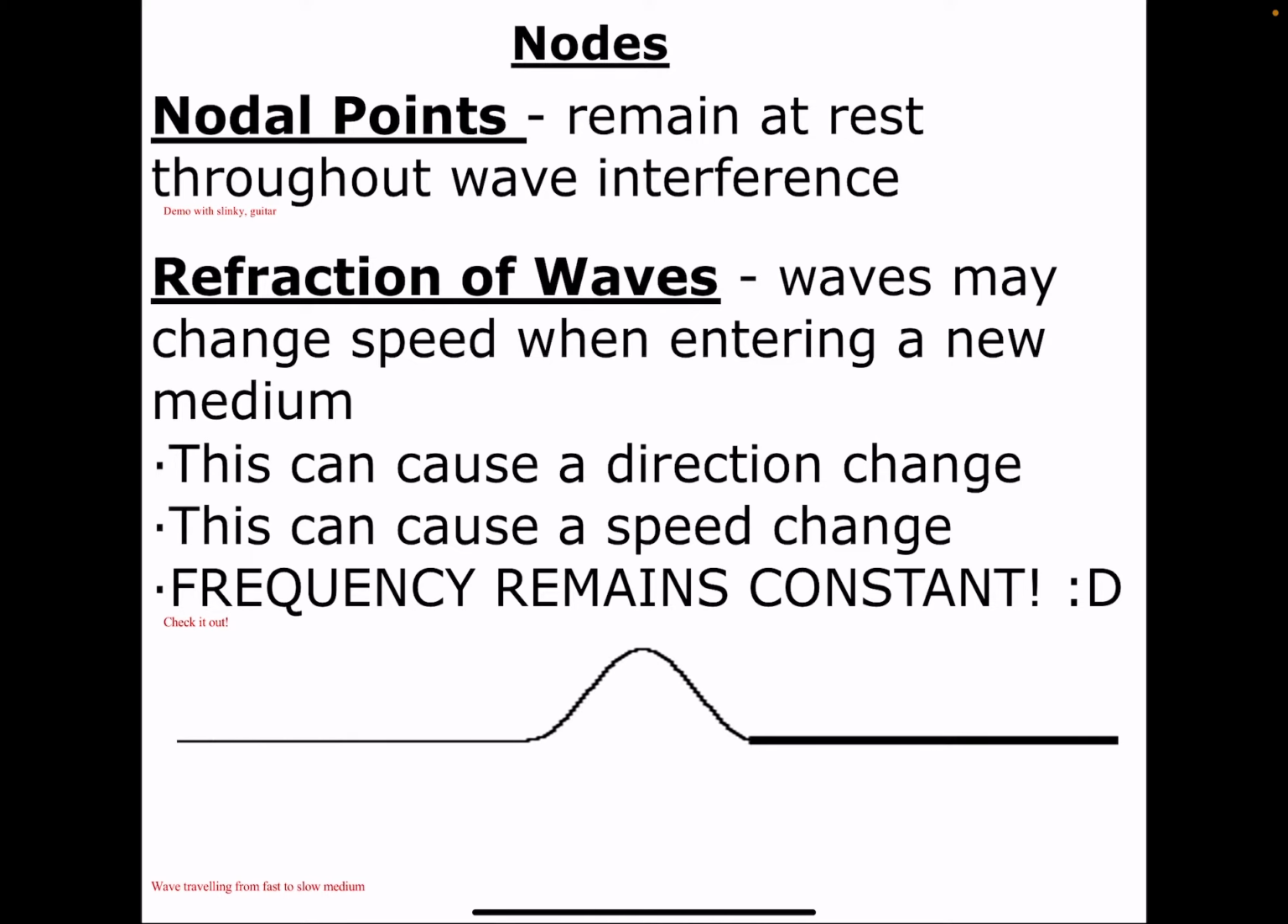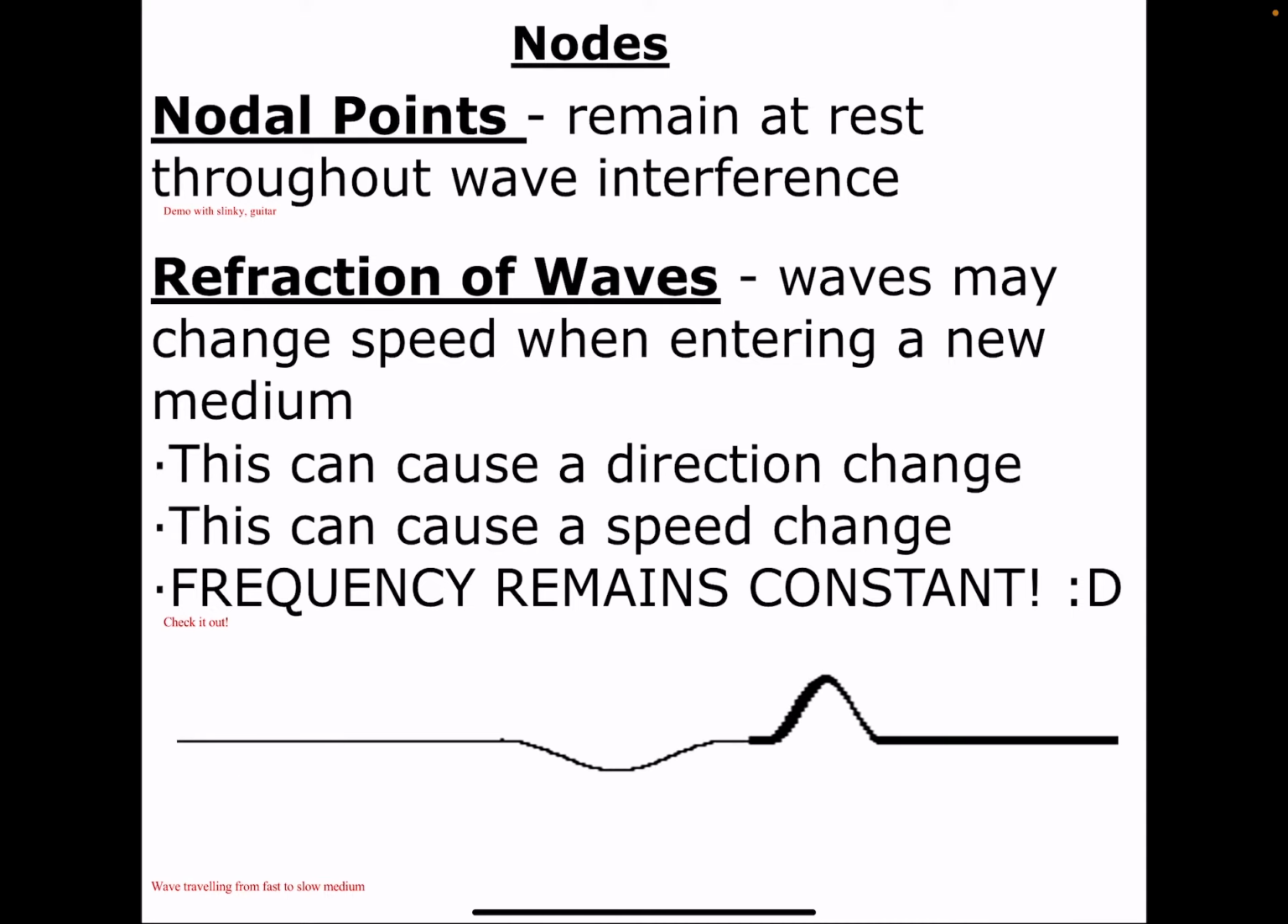Let's check it out. We've got a wave on the left-hand side. It comes in and it's going really fast. Let's imagine this is a really light, maybe plastic, slinky. This one over here is a much heavier, thicker metal slinky. I tape the two slinkies together and I send this pulse down this way. It comes in on a fast medium and then it enters a much slower medium. You can see the speed change. Let's focus on that for a second. You can also notice there's a bit of a direction change.